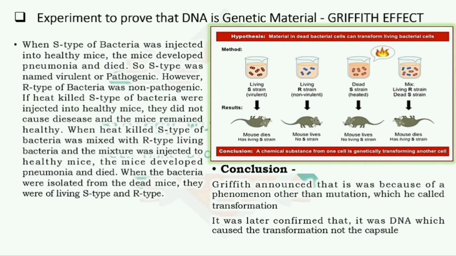So next we will be talking about some experiments which helped us come to our current understanding of DNA. First we will be starting with the experiment which proved that DNA was the genetic material, which was done by Dr. R. Griffith. So let's start. His hypothesis was that material in dead bacterial cells can transform living bacterial cells. So first we will be talking about what experiment he has done. We will be looking into the method.